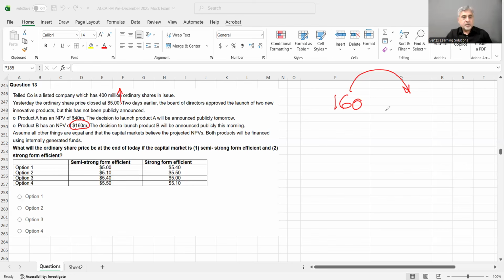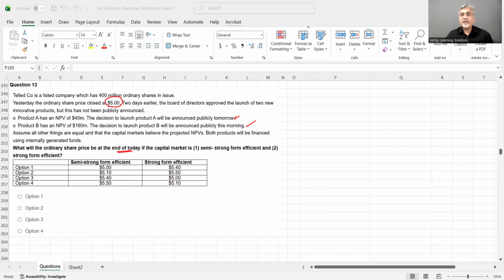Now, this timing is very important. This will be announced tomorrow, this will be announced today. Assume all other things are equal and that the capital markets believe the project NPV, both products will be financed using internally generated funds. Now remember that this is the price before announcing this. It does not have the impact of these. What will the ordinary share price be at the end of today?